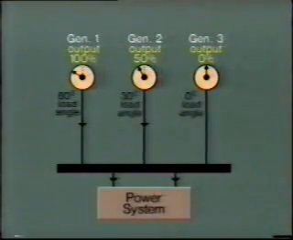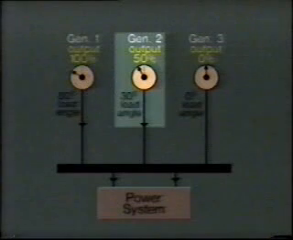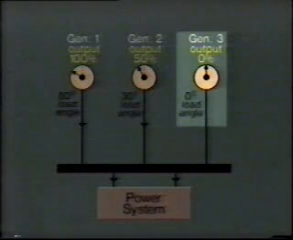So now you can see that if we have, say, 3 units in parallel on a common bus, the unit which is generating at 100% capacity will have a load angle of about 60 degrees. The unit at 50% output will have a load angle of about 30 degrees, and the unit at zero load has a load angle of 0 degrees.